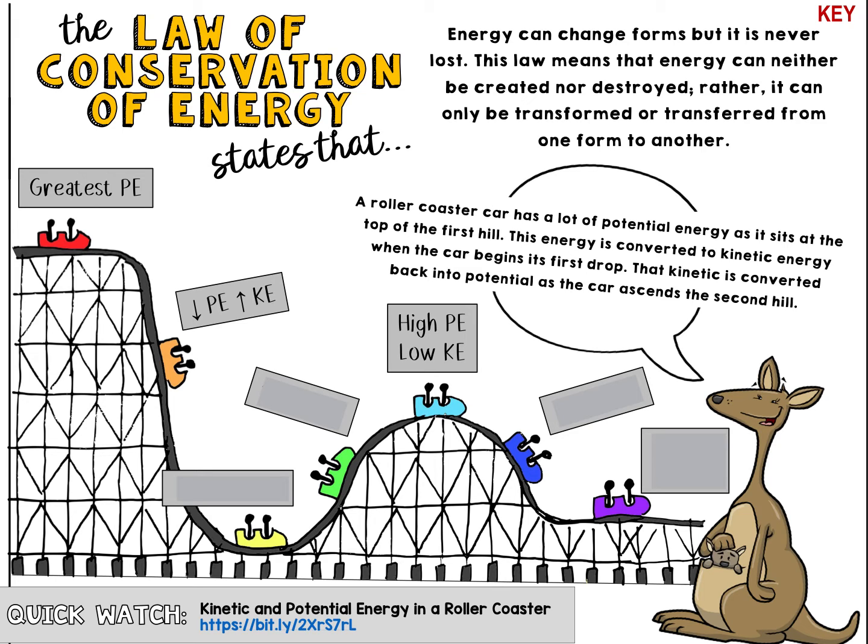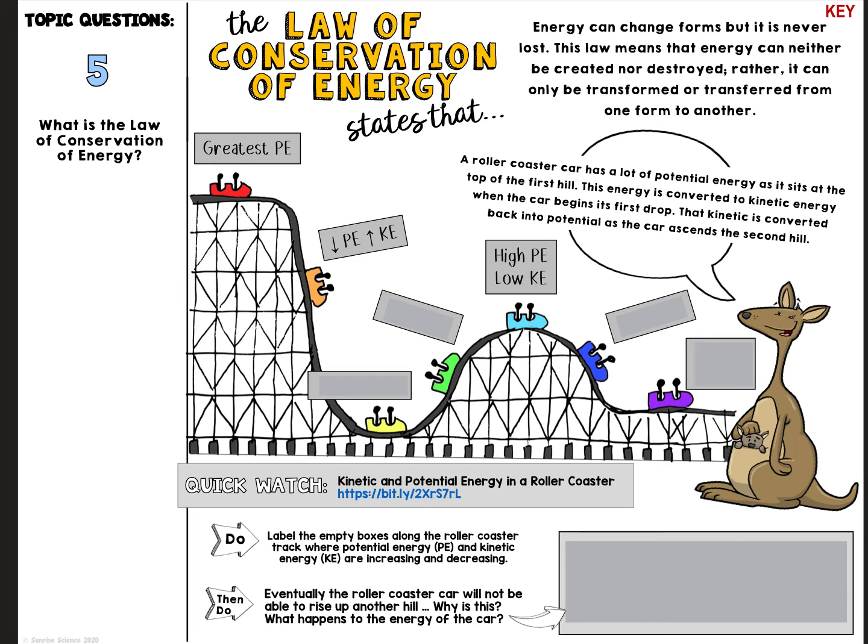Now, I'd like you to pause the video and watch the kinetic and potential energy in a roller coaster. Please label the empty boxes along the roller coaster track where potential energy and kinetic energy are increasing and decreasing. Eventually, the roller coaster car will not be able to rise up another hill. Why is this? What happens to the energy of the car?